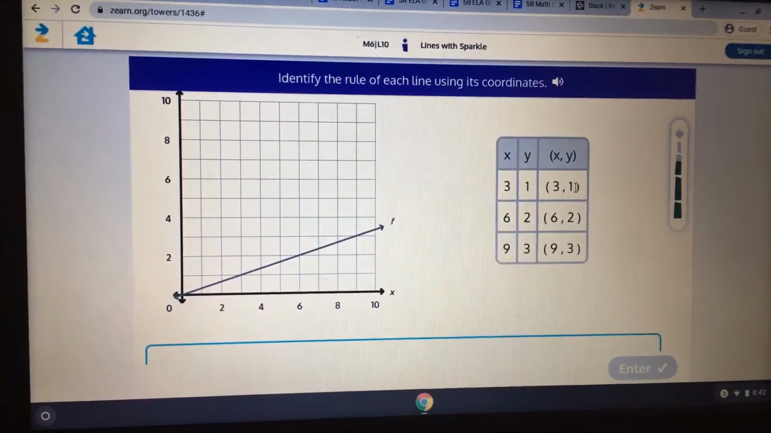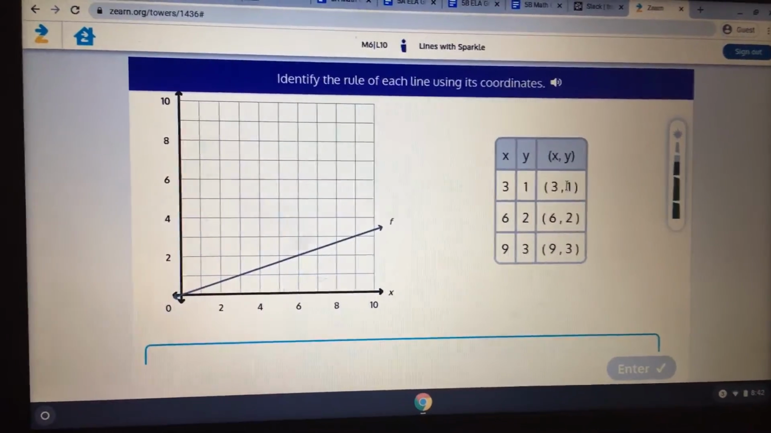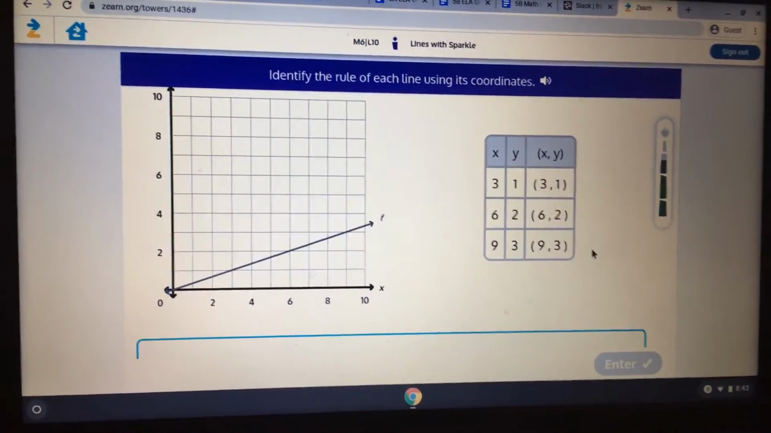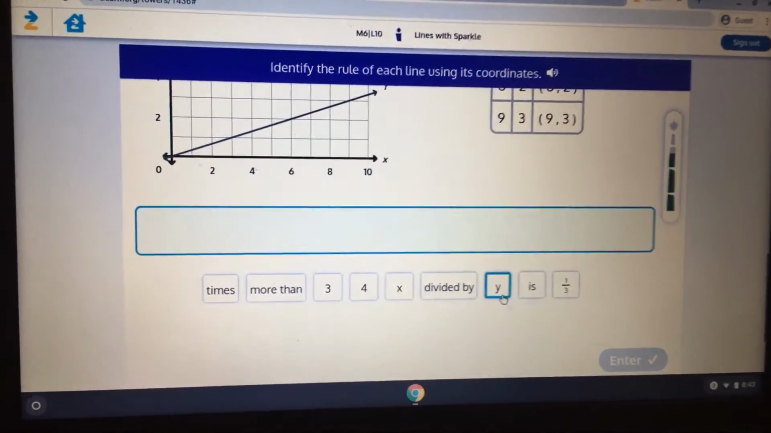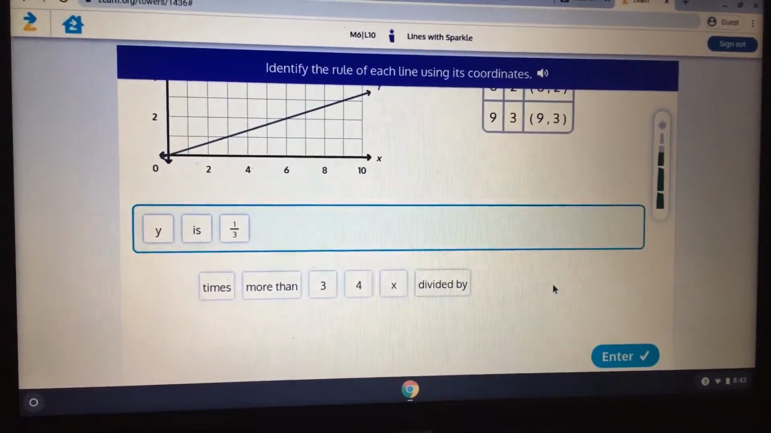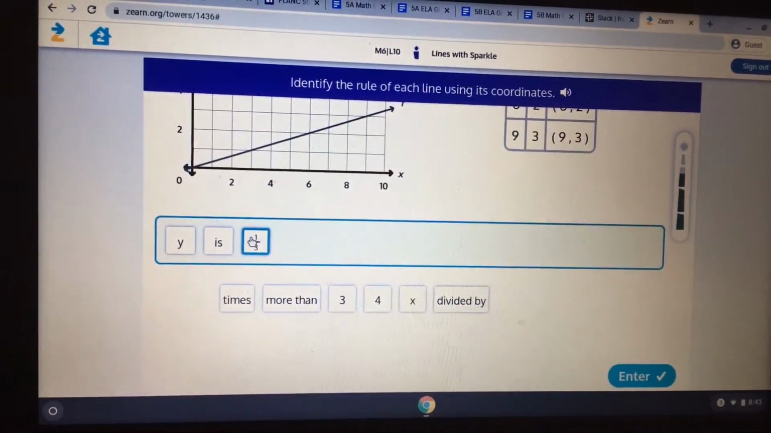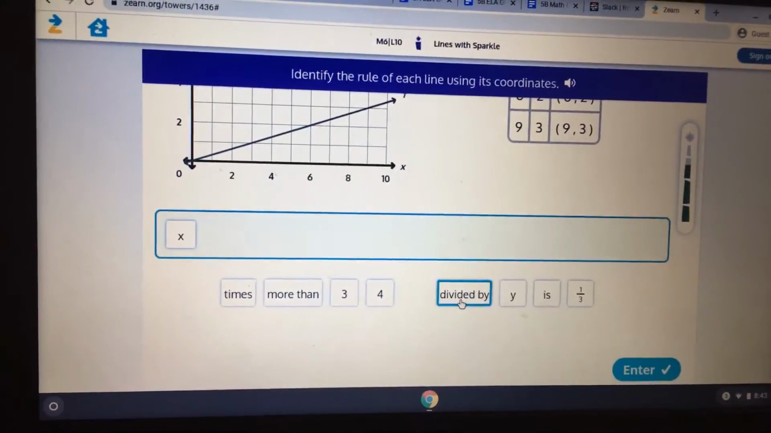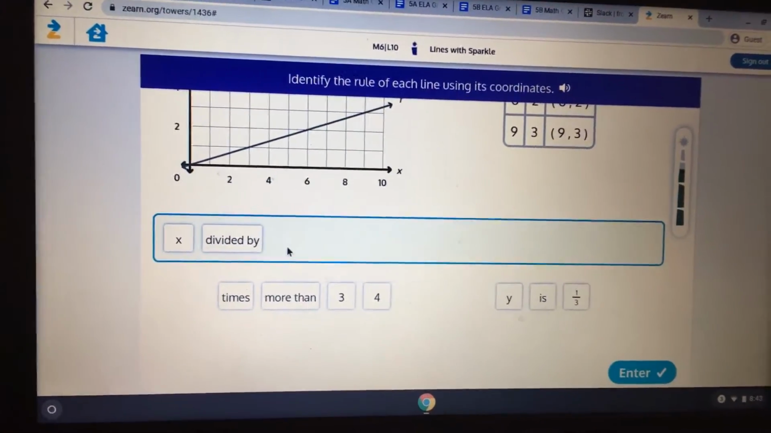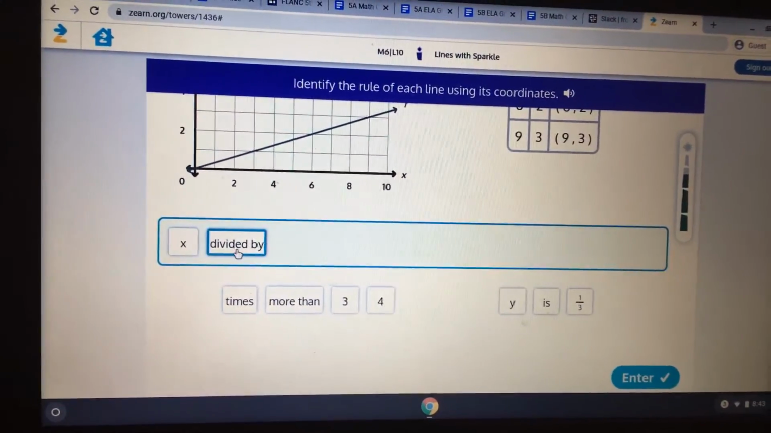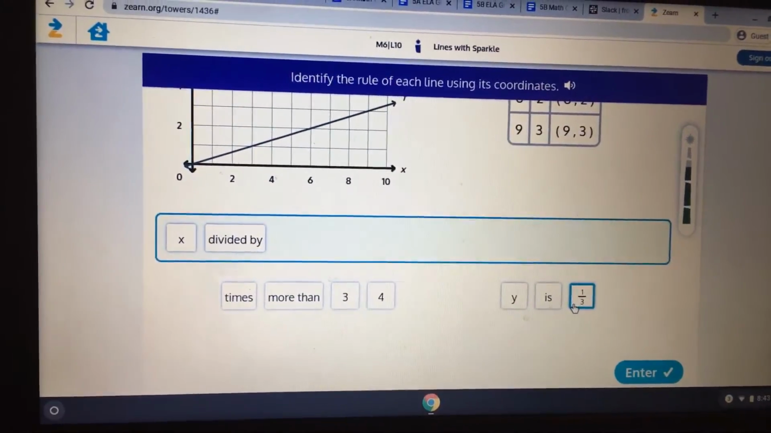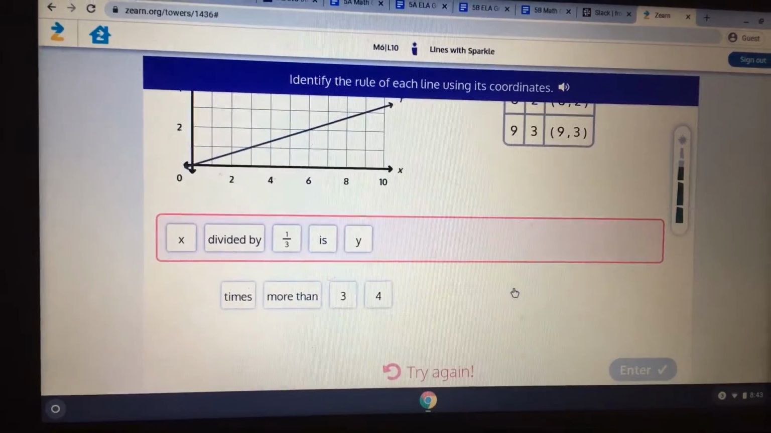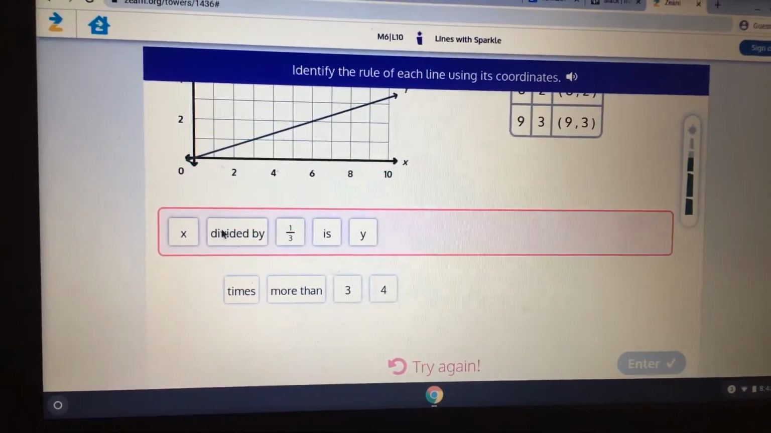So I like the idea of using 1/3 because 1 is 1/3 of 3, 2 is 1/3 of 6, 3 is 1/3 of 9. So we could say y is 1/3. Let's reword this. Let's say x divided by 1/3 is y. Let's check that. No. So probably got to change our wording here.